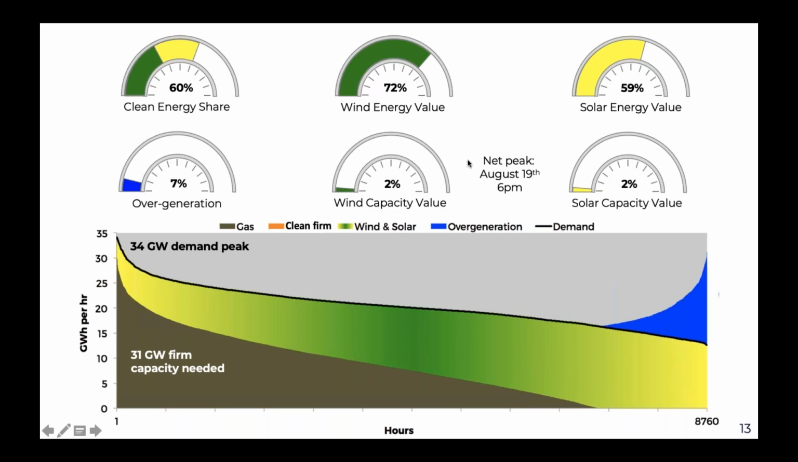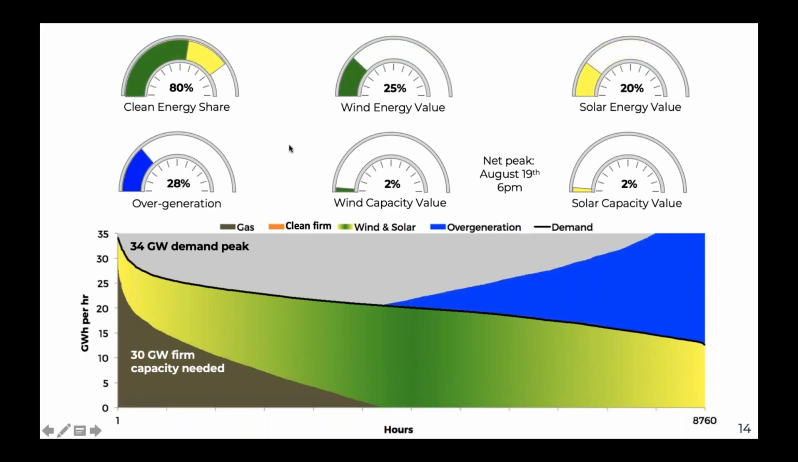And something else interesting happens, which is that we see the net peak, or the time when we need the most firm generation, so the total demand minus available wind and solar, shift from that September day to August 19th at 6 p.m. And because it's now even later in the day, the solar capacity value falls further to 2%. And apparently this is one of those moments when it's simply calm across the whole of the region, and the average wind capacity value is down to only 2% as well.